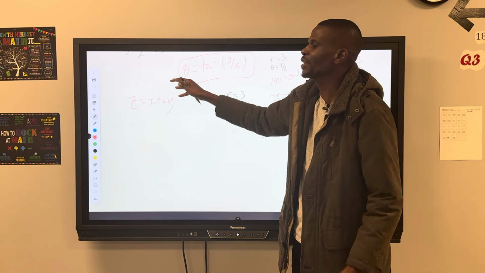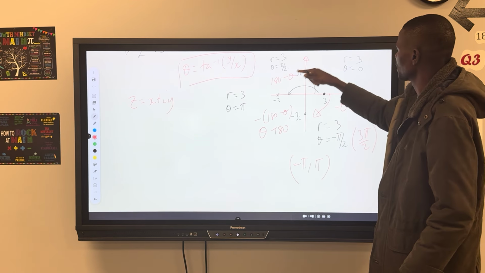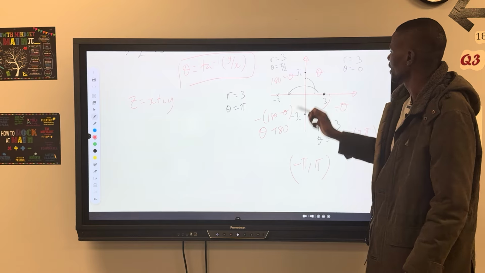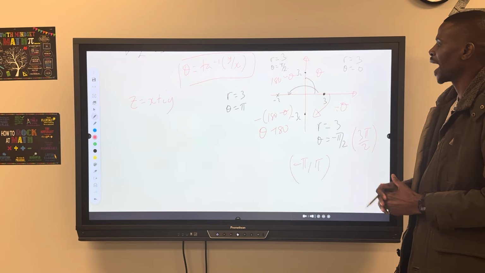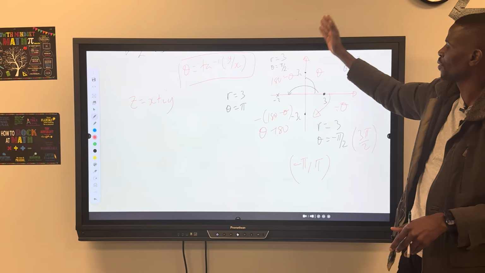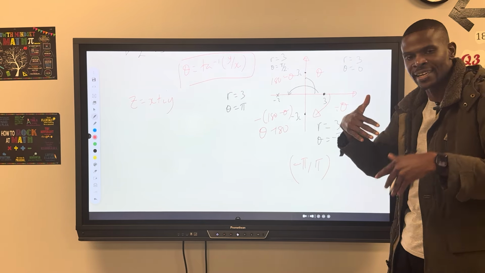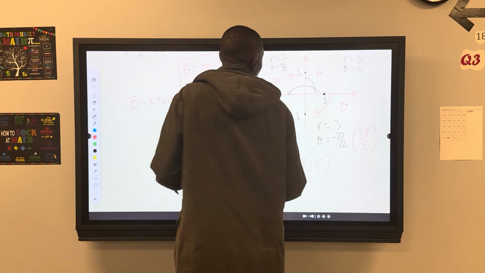So once we get our theta and we identify the quadrant in which that angle lies, then that's when we are going to apply these to get the respective what? To get the respective arguments. But if it's on the axis, that's where you choose 0, pi over 2, pi, and -pi over 2. Right, so now let's go back to our question.